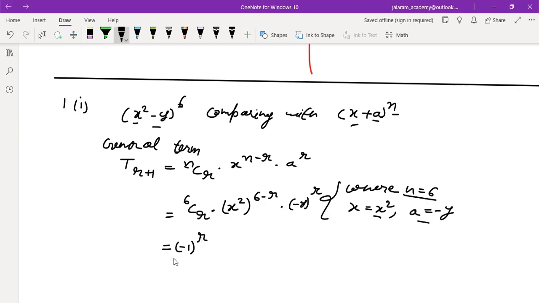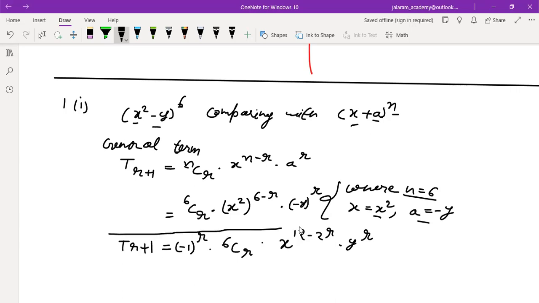If r is even, it will be positive. If r is odd, it will be negative. So first of all, we are writing the sign, minus 1 to the power r. Then the remaining will be written in their order, 6Cr into x to the power... We know that power to the power means powers will be multiplied. So 2 sixes are 12 minus 2r into y to the power r. So this is the general term of this binomial expansion.